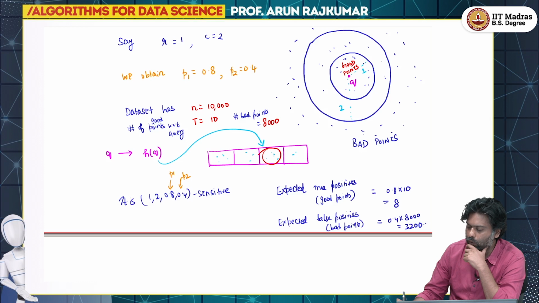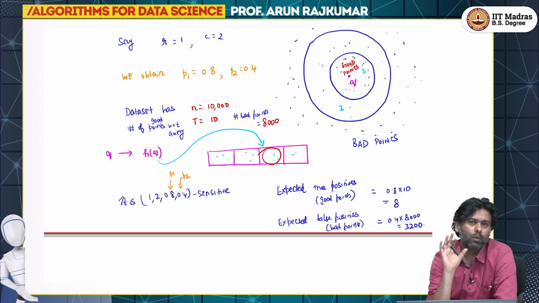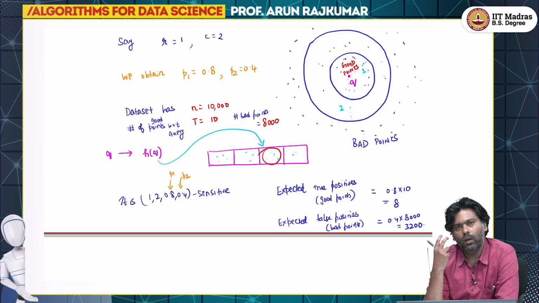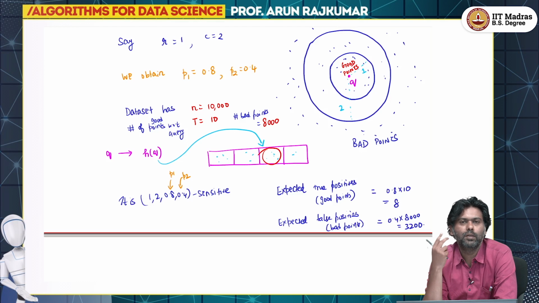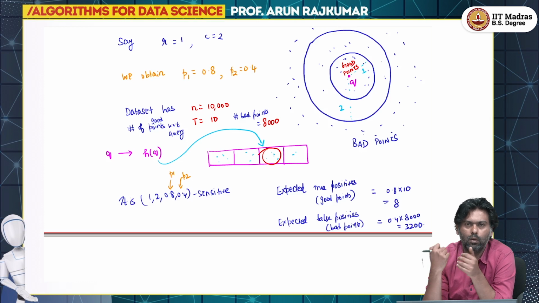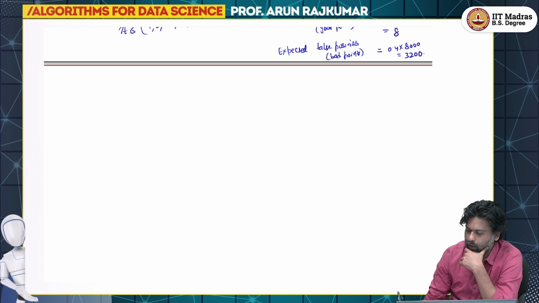So I need to somehow fix this problem. I have the hash family, which is good, because the fraction of good points that I have captured is more than the fraction of bad points. That's a good thing. But the number of good points is much smaller than the number of bad points. That's because there are too many bad points, and I don't want to look at all of them, or even a constant fraction of them. So we need to do something more careful here.